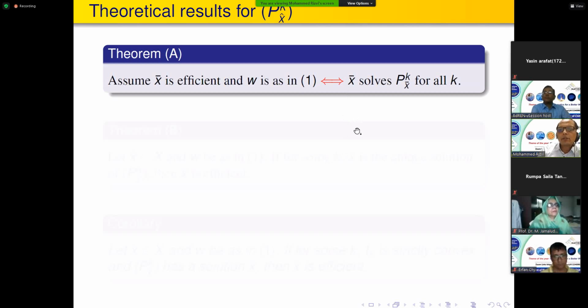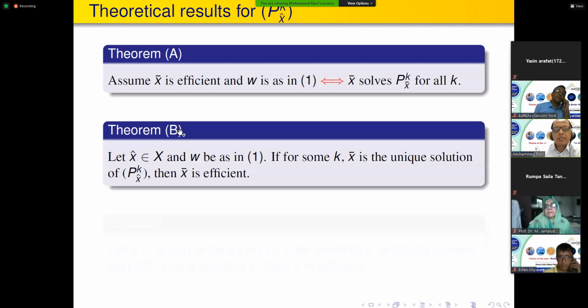I will not cover the proof here, but at the end I will give you a reference so that anyone can go and check the proof of these theorems. Basically the theorem says that the solution of the original problem is also a solution of the auxiliary problems, and vice versa. Vice versa means that if X bar is a common solution of all subproblems, then we can claim that X bar is efficient. So this is the important theoretical aspect.